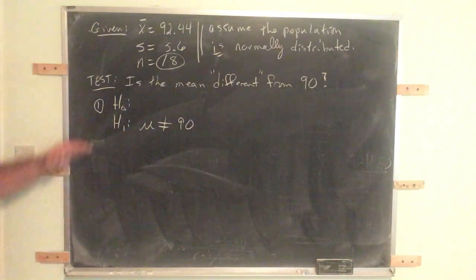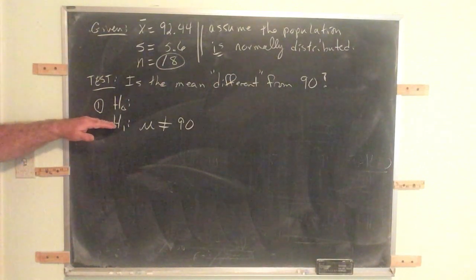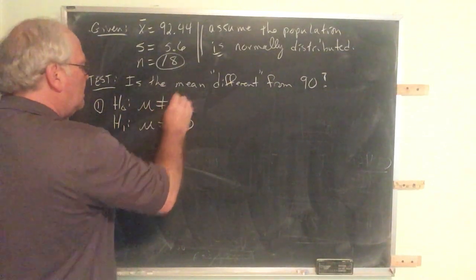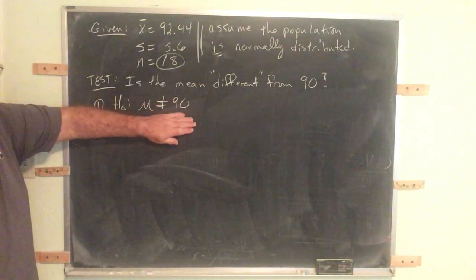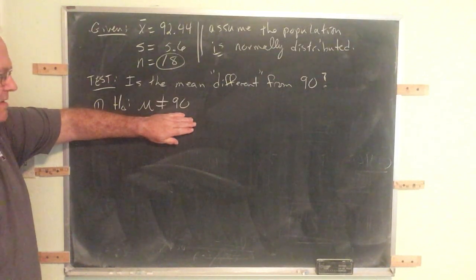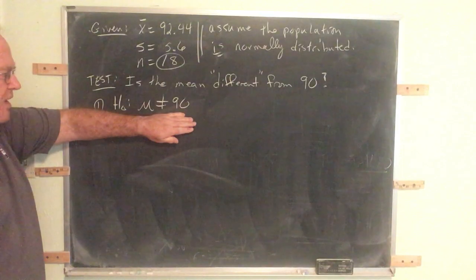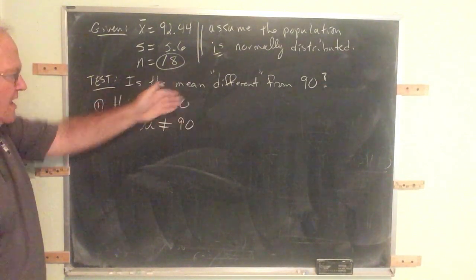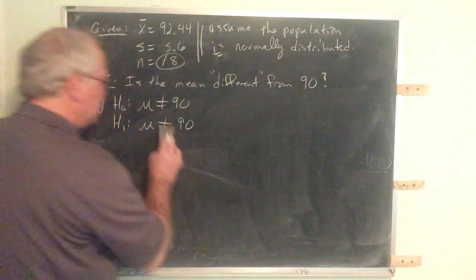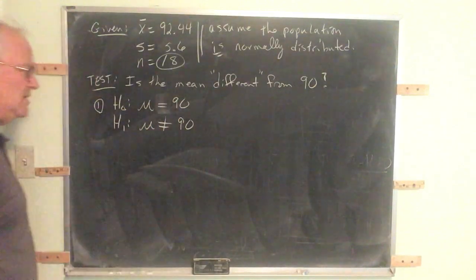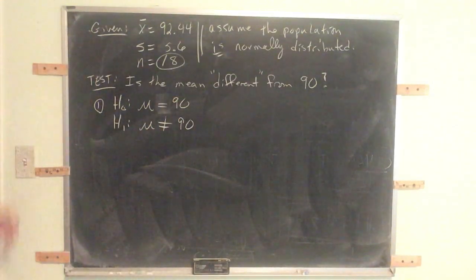So our alternate hypothesis is mu not equal to 90. Is it clear why? This cannot be correct because the null hypothesis must involve equality. The alternate involves inequality. And so if this is not equals, that requires that the null hypothesis is equal to, mu is equal to 90.